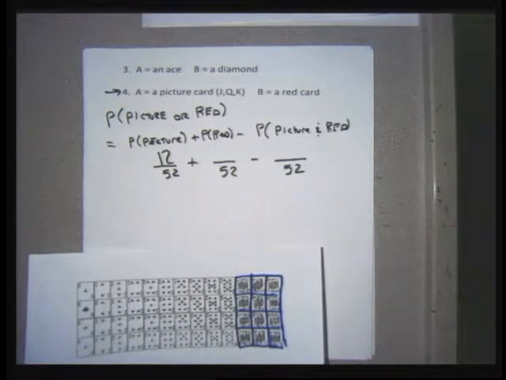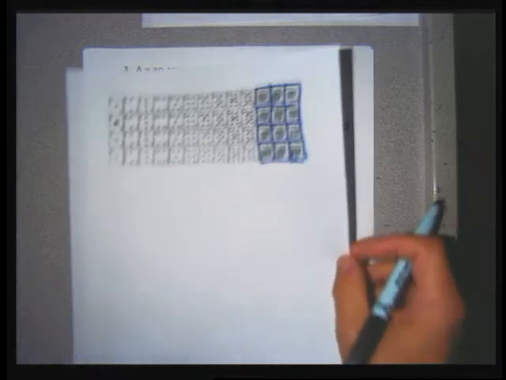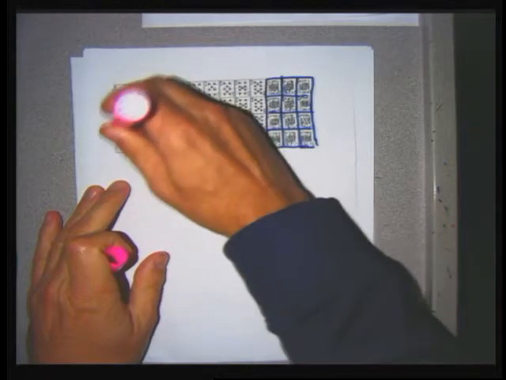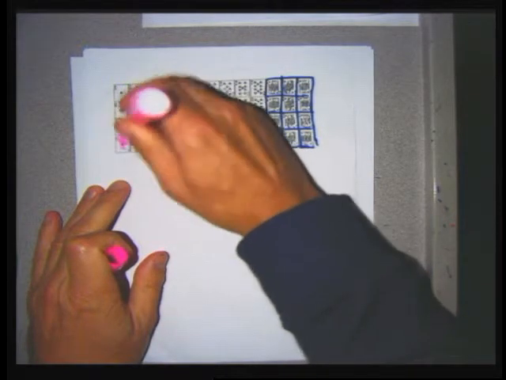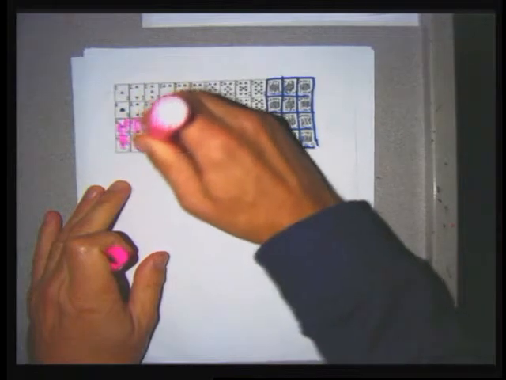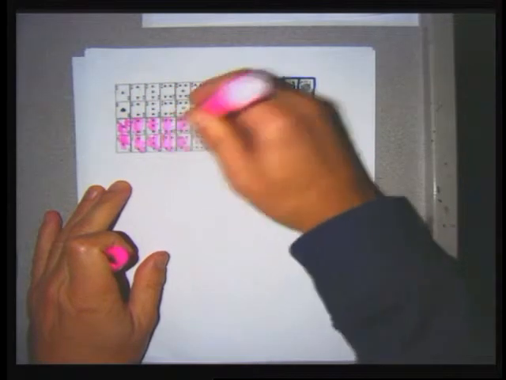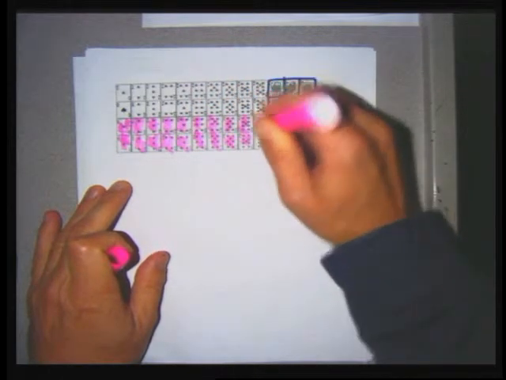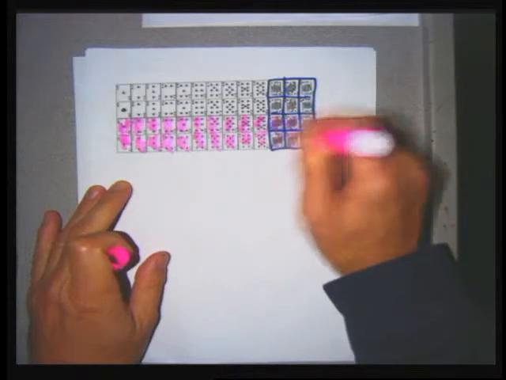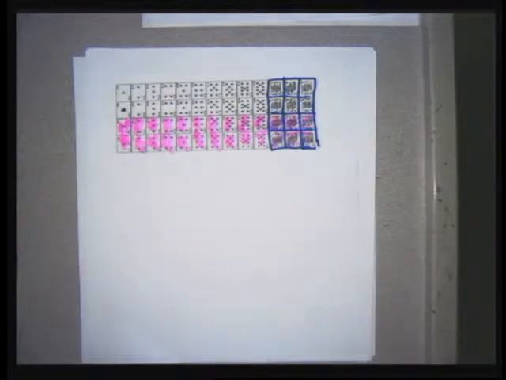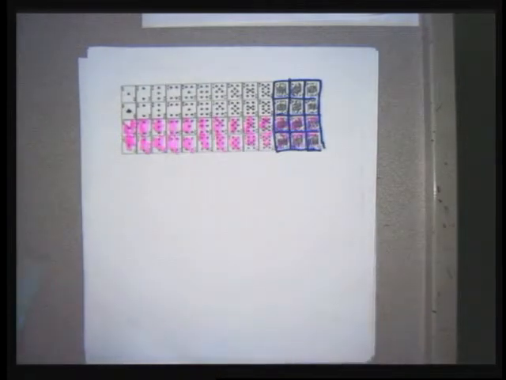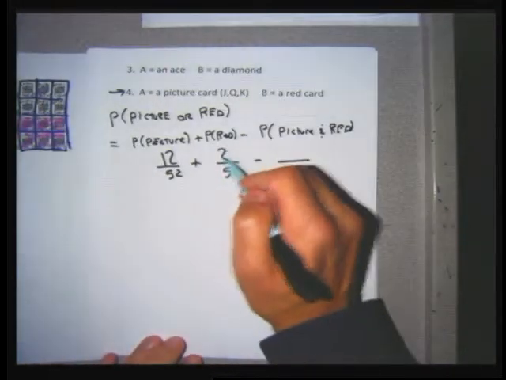The next probability I want to do is the probability of getting a red card. Well, the red cards are the hearts and the diamonds, and the hearts and the diamonds are down here on mine, so I'm going to highlight every heart and every diamond and count how many cards I'm highlighting. So I've highlighted all the hearts and the diamonds. There are 13 hearts and 13 diamonds. If you count all the cards that I just highlighted in pink, you'd come out with 26 cards. So the probability of getting a red card is going to be 26 over 52.